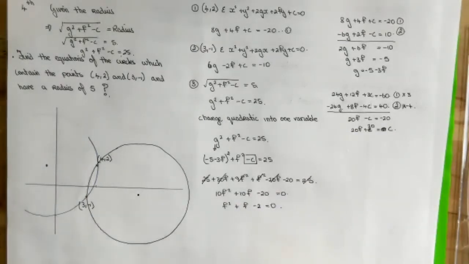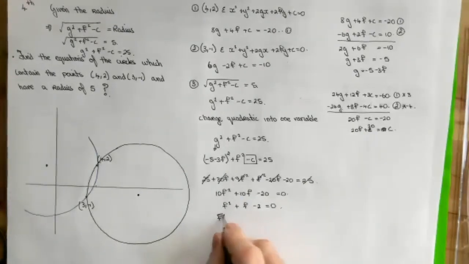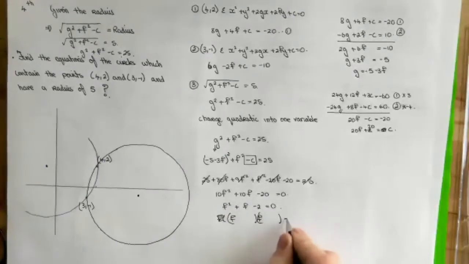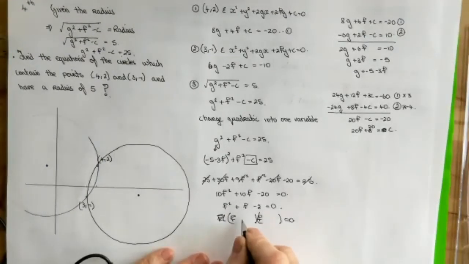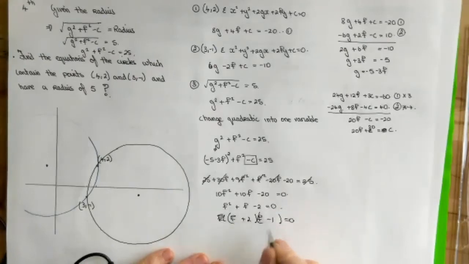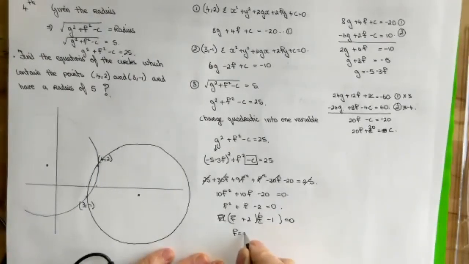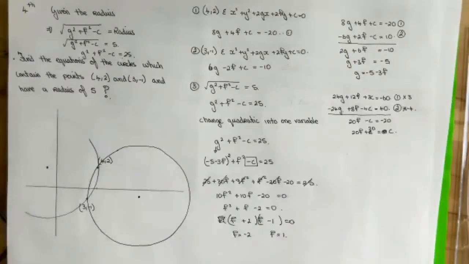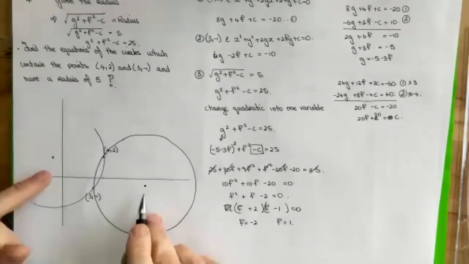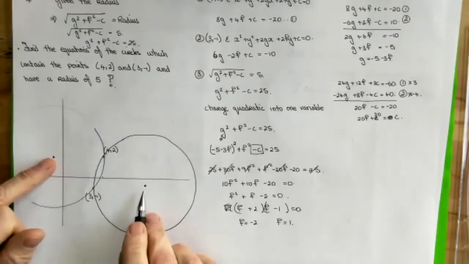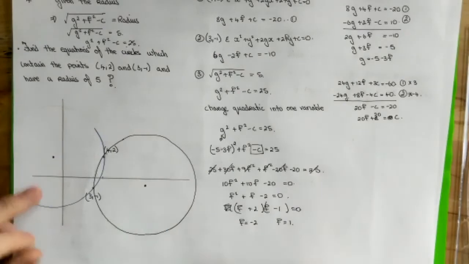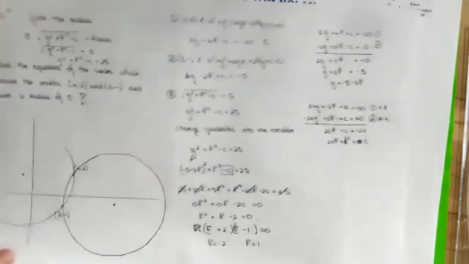Sorry, it's not wrong. It's (f plus 2)(f minus 1) is equal to 0. So one value is f is minus 2, and the other value is f is 1. So they're giving me the f values of my centers. Yes? So down 1 and up 2 looks right here. So now I have my f values.